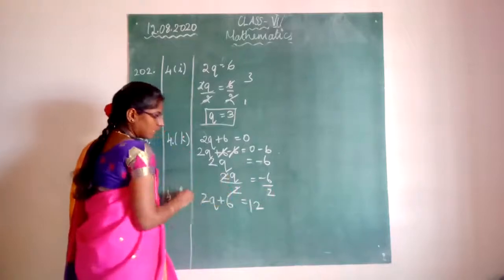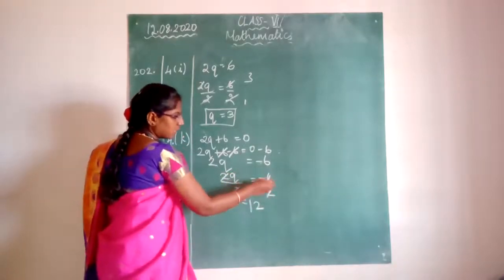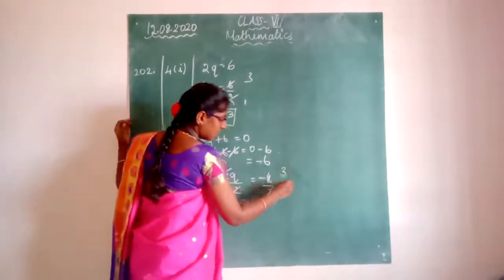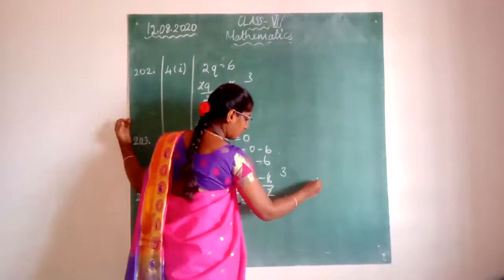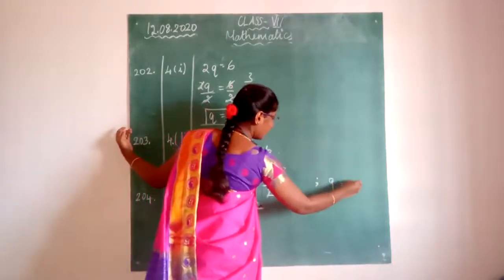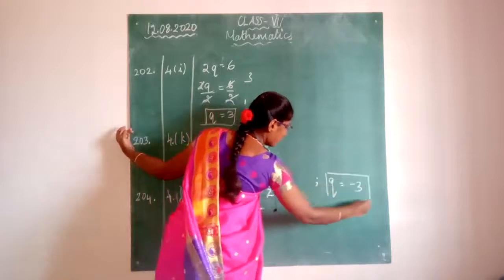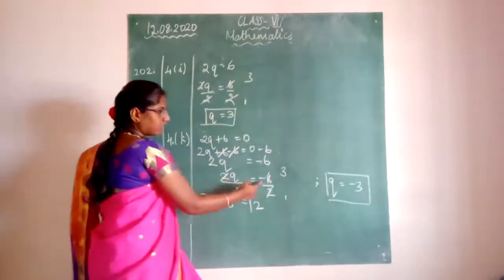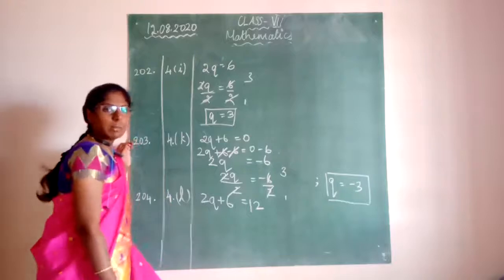So 2 and 2 will get cancelled. Only q will be remaining. 2 and 6 will get cancelled. 3 here, 1 here. So what is the answer for q? Q is equal to minus 3. Fine. This side only q is remaining. This side minus 3 by 1. That is same as minus 3.